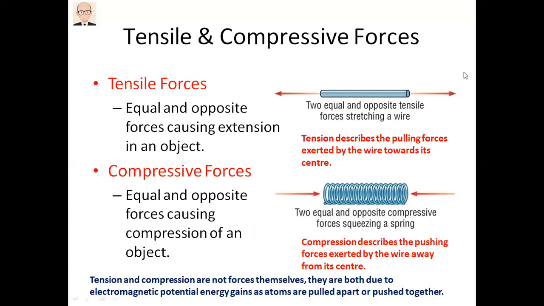The next one is tensile and compressive forces. Tensile forces are equal and opposite forces causing extension in an object. Let's assume we have a piece of wire, and when we pull the wire from both ends with equal and opposite tensile forces, we may be able to stretch this wire. So these equal and opposite forces acting on the wire are called tensile forces.